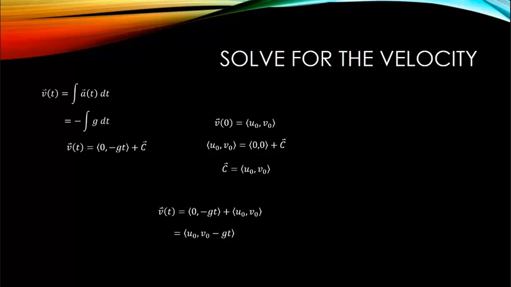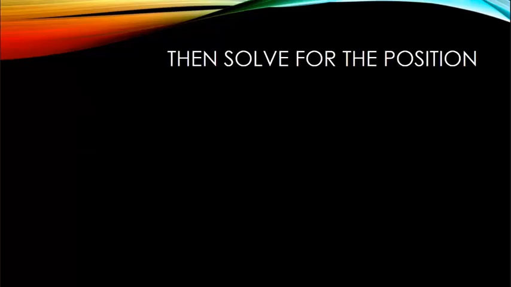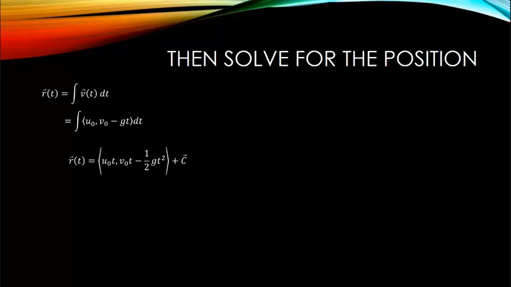Once I have my velocity vector, I can solve for the position. Again, I just use integration. My position vector, r of t, is equal to the integral of the velocity vector, dt. I'm going to plug in my velocity vector that we just found, and I'm taking the integral of the components u0 and v0 minus gt dt. This gives me a position vector, r of t, which is equal to the components u0 t and v0 t minus 1/2 gt squared plus the arbitrary constant vector c.